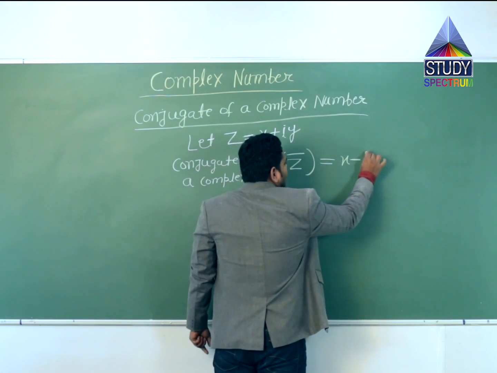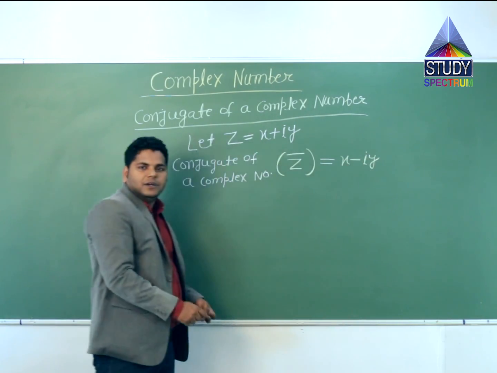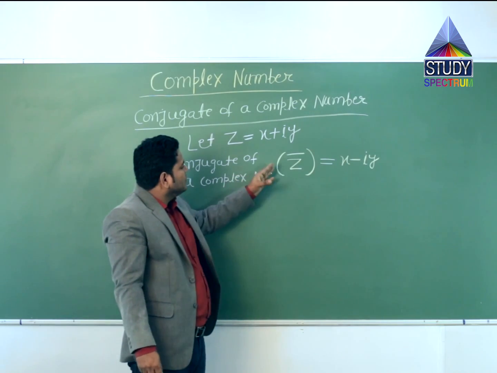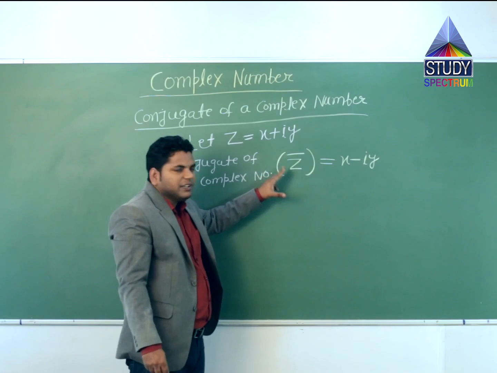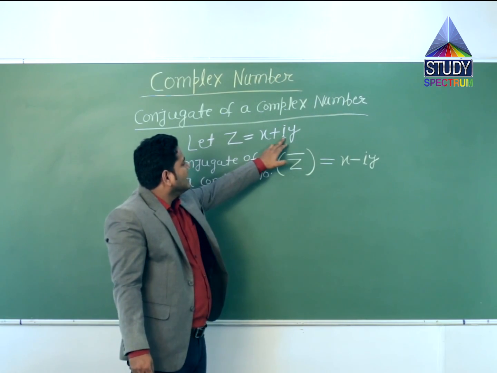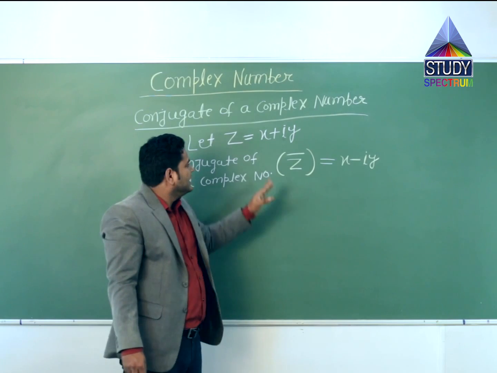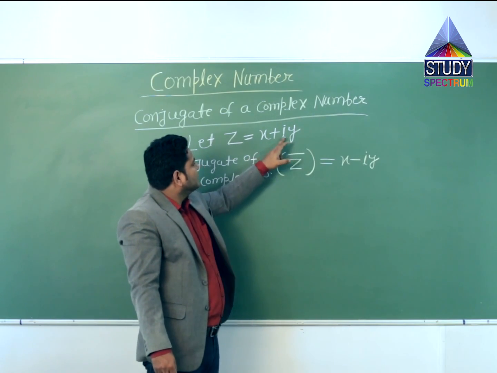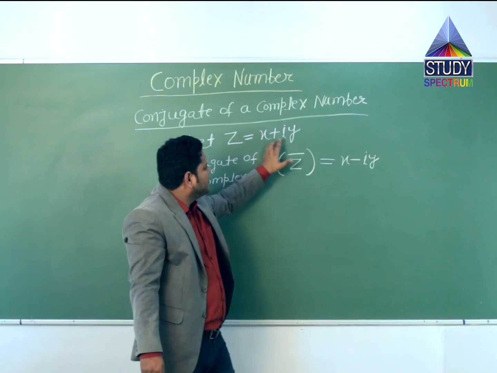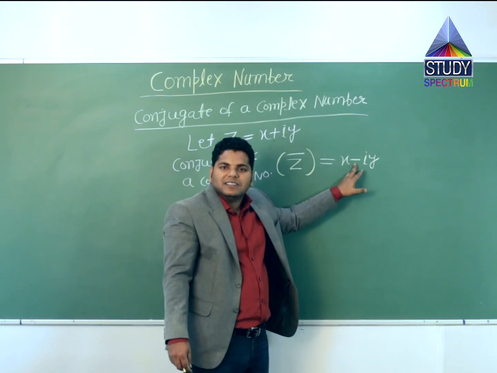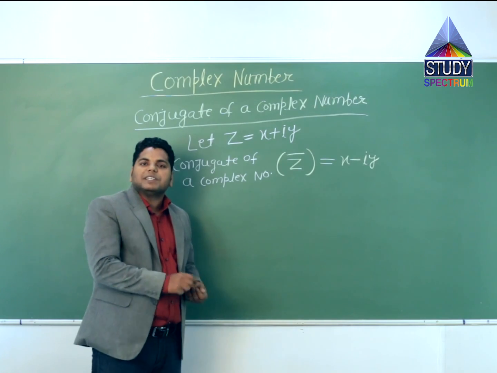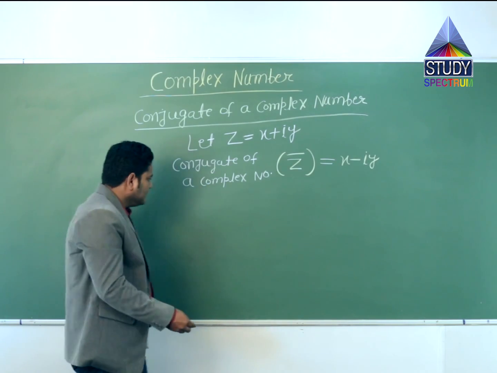x minus iy. Okay, now if you observe, the only thing we are doing here for finding Z bar is changing the sign before the i term. Here it is x plus iy, so we are changing the sign before the i term. Here it is plus, so we have put minus. Okay, let us understand the conjugate of a complex number with the help of examples.